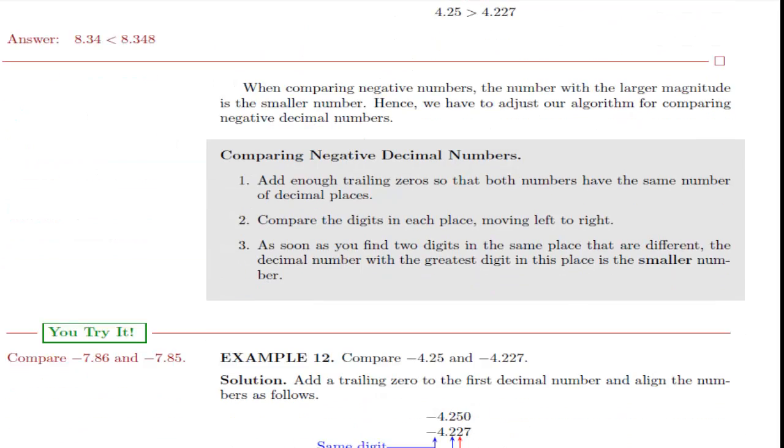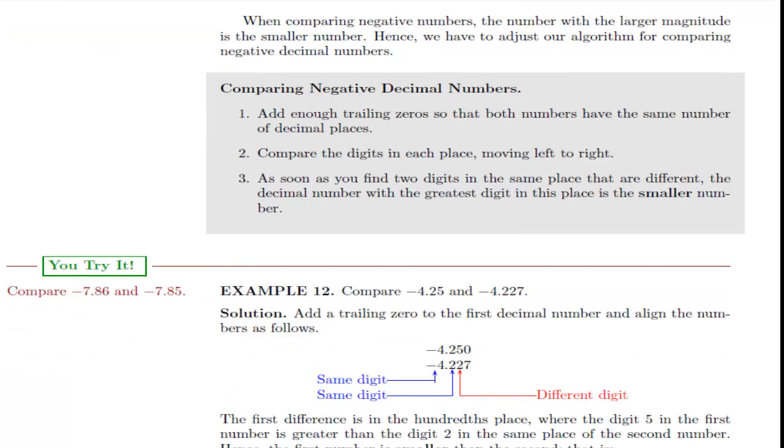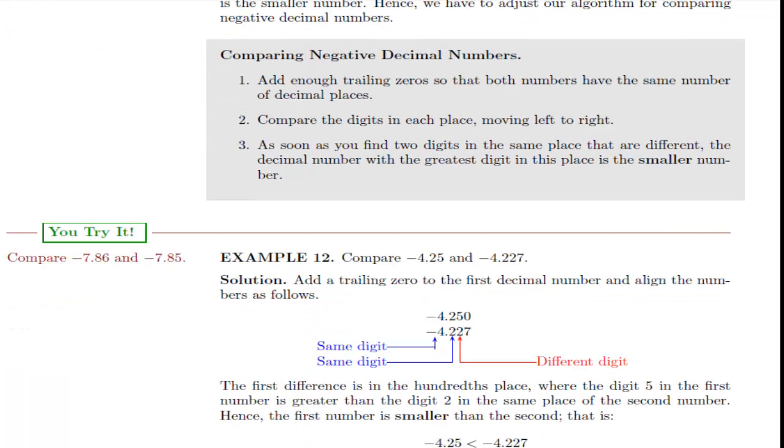When comparing negative numbers, the number with the larger magnitude is a smaller number. Hence, we have to adjust our algorithm for comparing negative decimal numbers. Comparing negative decimal numbers. 1. Add enough trailing zeros so that both numbers have the same number of decimal places. 2. Compare the digits in each place moving left to right. 3. As soon as you find two digits in the same place that are different, the decimal number with the greatest digit in this place is a smaller number.